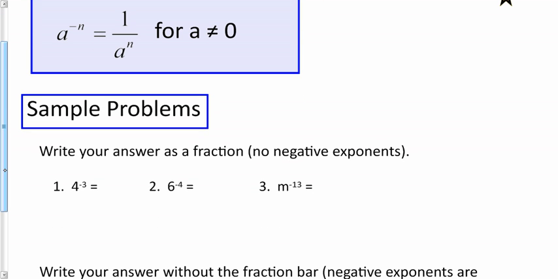So let's see how we could use this. I want to write my answer as a fraction, so I can't have negative exponents here. So I have 4 to the negative 3rd. I want to rewrite it with positive exponents. I'm going to write it as a fraction, so it's just going to be 1 over 4 to the 3rd. I have 6 to the negative 4th. That's just going to be 1 over 6 to the 4th. And m to the negative 13 is going to be 1 over m to the 13th.